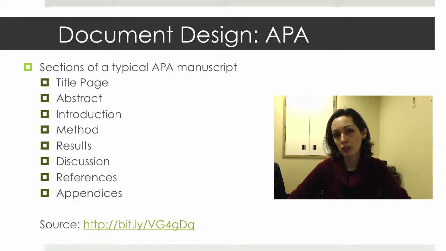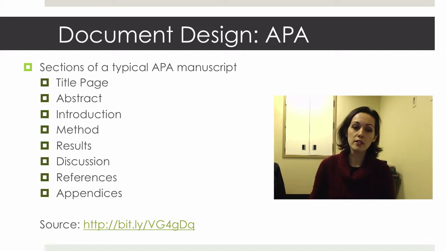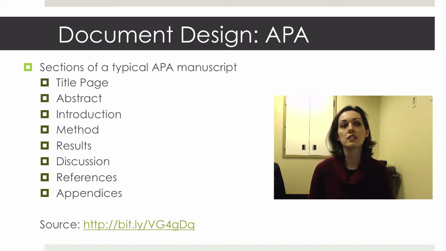Then you start with an introduction, and there's a method section followed by the results section, and then you would have a discussion of the results as another section, and then it is followed by a list of references. And if you have other material or documents that you would want to add, you would have appendices after that.